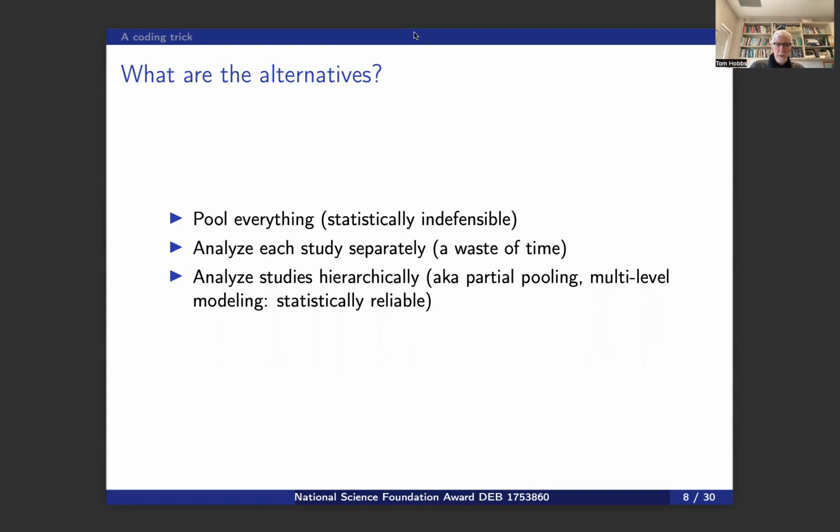On the other hand, we could take each spreadsheet and analyze each sub-study separately, but that's pretty much a waste of time because that's already been done. Presumably, or even if it hasn't been done, we might end up with 15 different regression models. And so it's pretty hard to draw new shared insight across those 15 different model fits. The alternative that we're going to learn today is how to analyze the studies hierarchically, an approach that's also called partial pooling or multi-level modeling. It's the statistically reliable approach to combining data across studies.